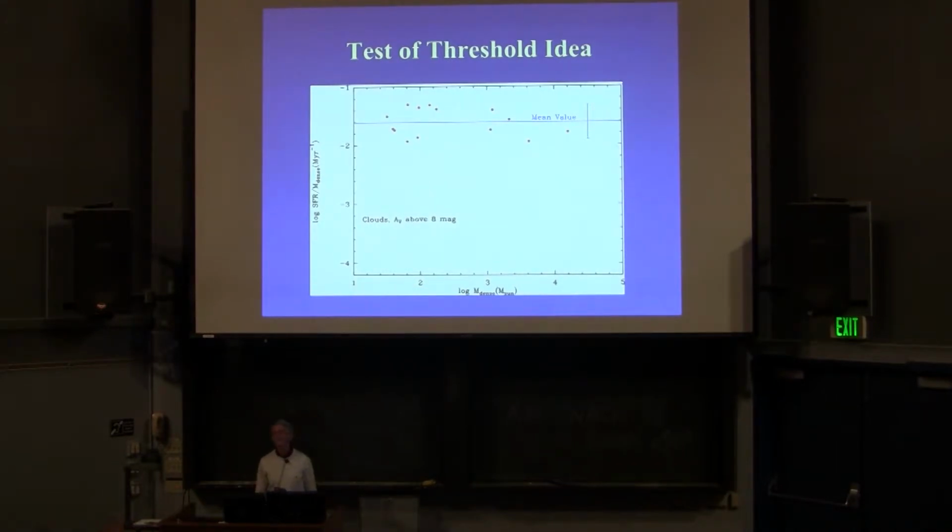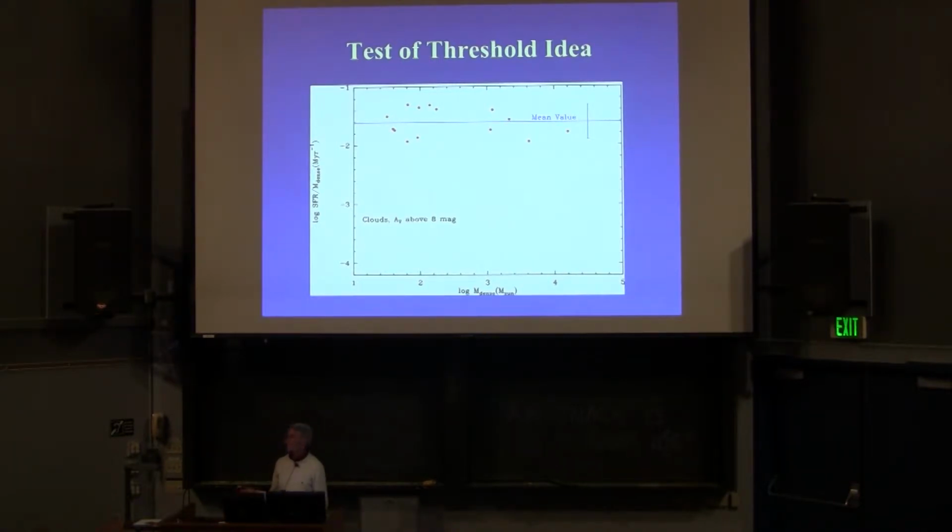Okay, so what about the threshold idea? This is the Charlie Lada idea, and I've just used the threshold value of 8 magnitudes for our local cloud sample, and the star formation rate per amount of dense gas versus the amount of dense gas, and you see that it's reasonably constant around a mean value. The error bar there is what I think the uncertainty is in general, and all the points actually lie within that error bar. So this actually is a pretty good predictor of the star formation rate.